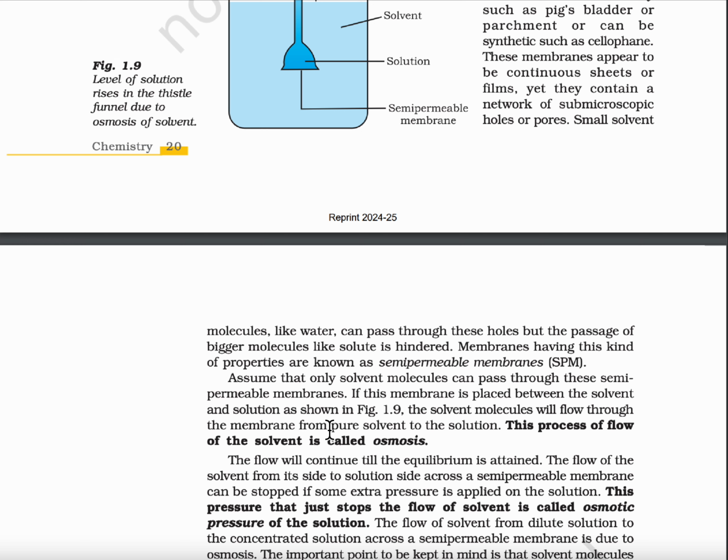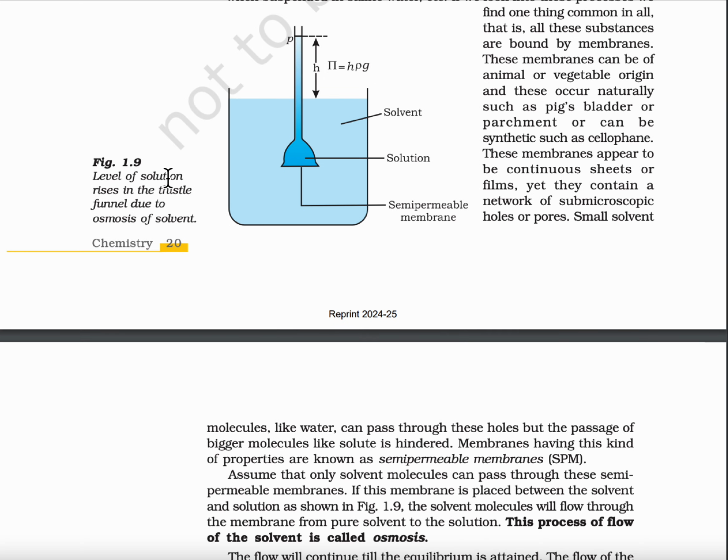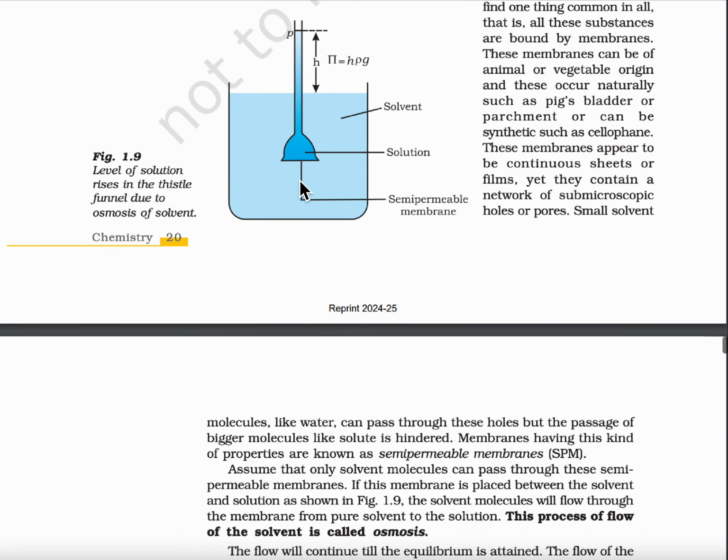Assume that only solvent molecules can pass through these semi-permeable membranes. If this membrane is placed between the solvent and solution, as shown in figure 1.9, this light blue portion is the solvent space where it is a pure solvent, and this dark blue portion represents the solution, and this black outline is your semi-permeable membrane. Now the semi-permeable membrane is kept in between the solvent and the solution. The solvent molecules will flow through the membrane from pure solvent to the solution.